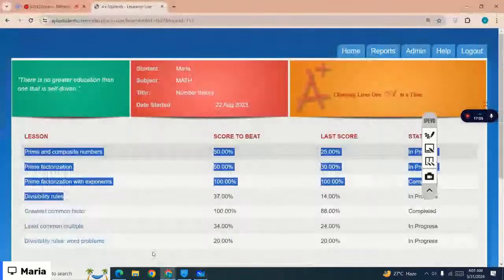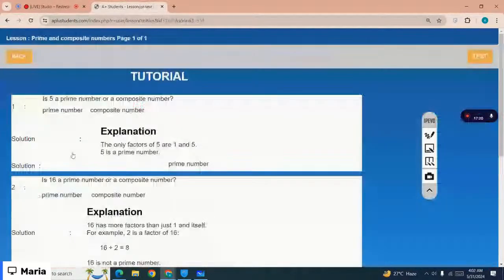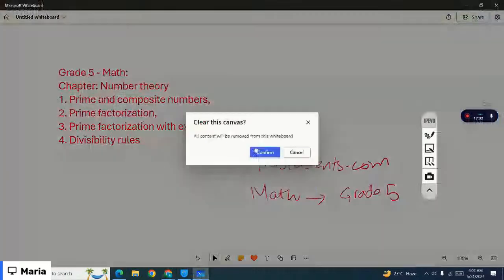Here I'm on grade 5 math. We can start with chapter number 3. Let's start with the first lesson, that is prime and composite numbers. First let's learn what prime and composite numbers are. Prime numbers are the ones that have only two factors. Which two factors? One and the number itself.